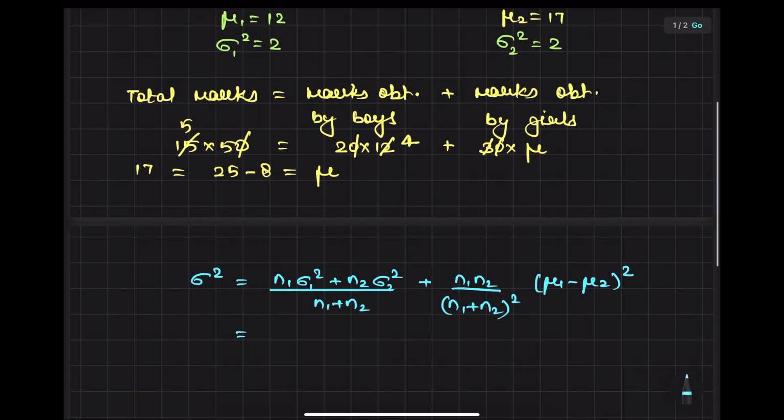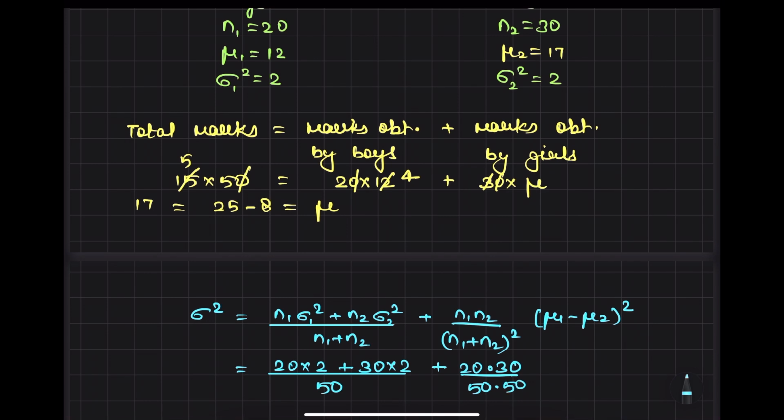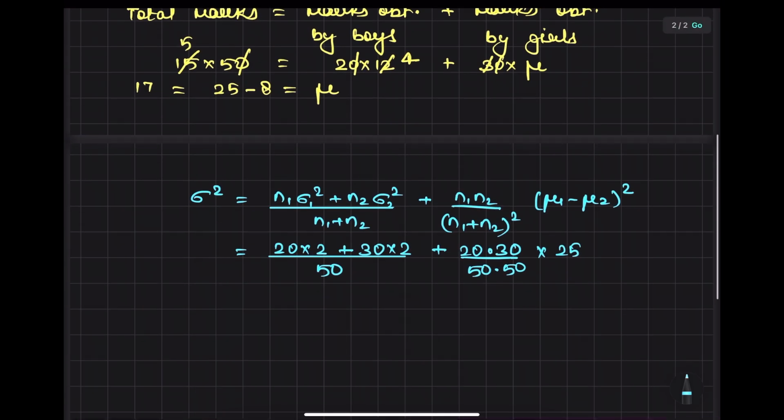Now focus on n1. n1 is 20, and variance 1 is 2. n2 is 30, variance 2 is 2. And n1 plus n2 is 50. Now n1 n2 is 20, 30, over 50, 50, and then mean 1 minus mean 2 square. Mean 1 is 12, mean 2 is 17. So it is minus 5 square, which is 25. I hope till this part you guys are okay.